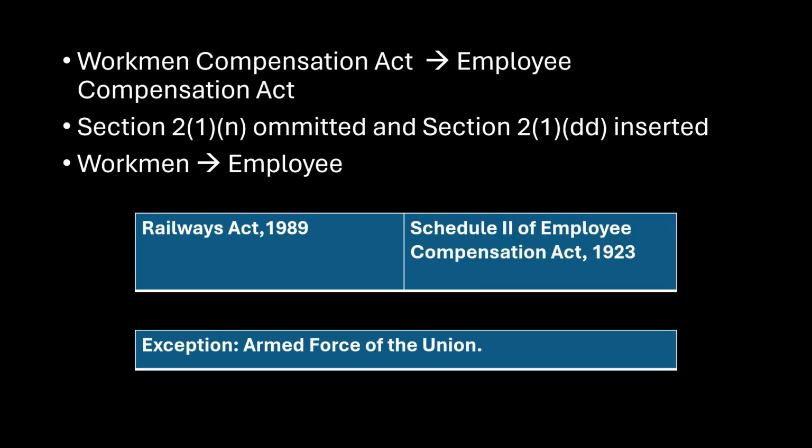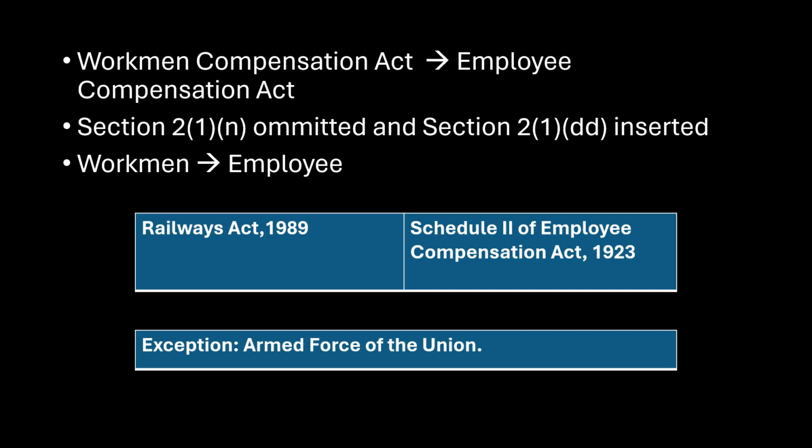In this video, we are going to discuss who an employee is and the Employee Compensation Act. The Employee Compensation Act was earlier known as the Workman Compensation Act, and through an amendment, it was renamed as the Employee Compensation Act. Section 2, Subclause 1, Subclause N of the Workman Compensation Act defined who a workman is. This section was omitted by the 2009 amendment, and Section 2, Clause 1, Clause DD was inserted, which defines who an employee is.